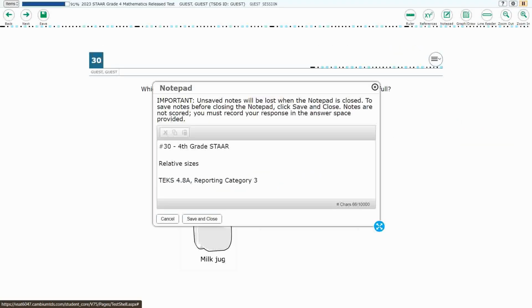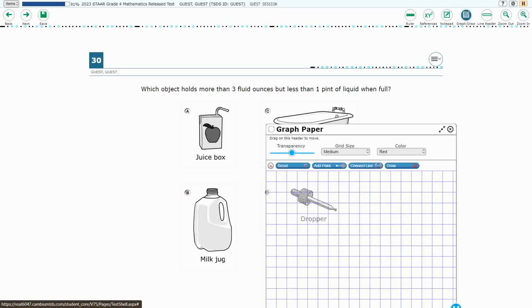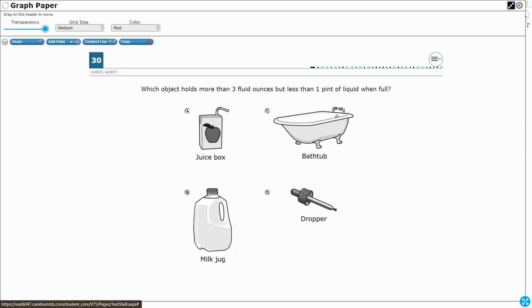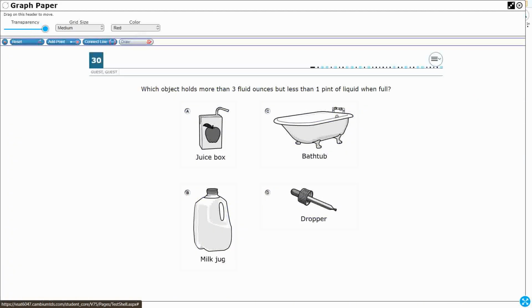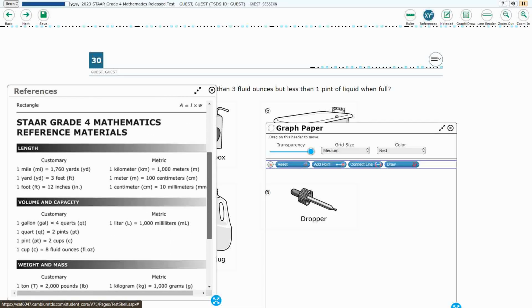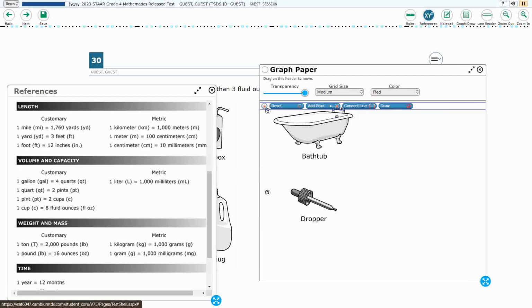For number 30, we are looking at relative sizes. This is TEKS 4.8a reporting category 3. We just need to find something here that is greater than 3 fluid ounces and less than 1 pint. And so we just have to know these various estimates here. Now, we do get a little bit here on our reference material, so if we want to bring that out, right, we can say, okay, so what do we know?